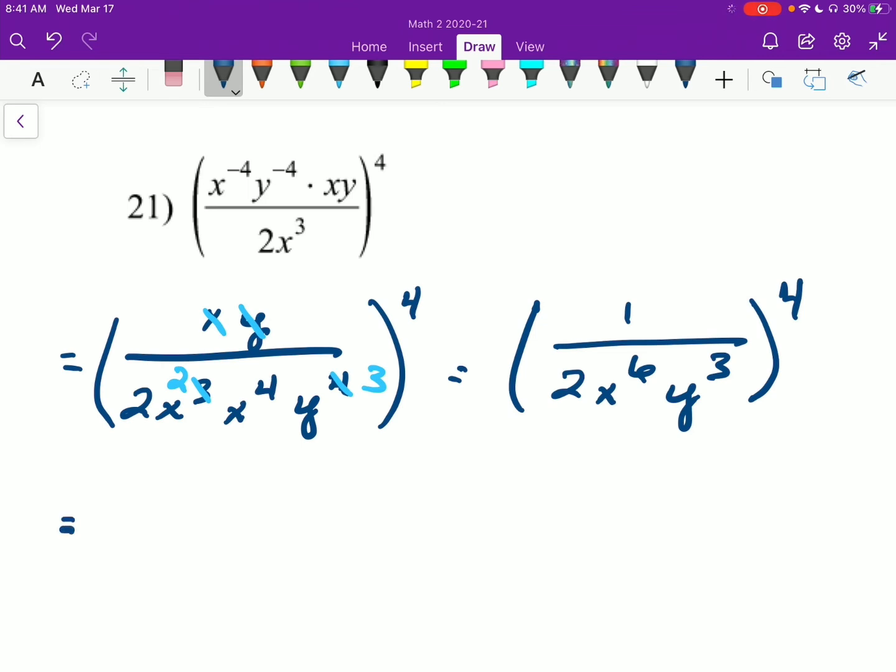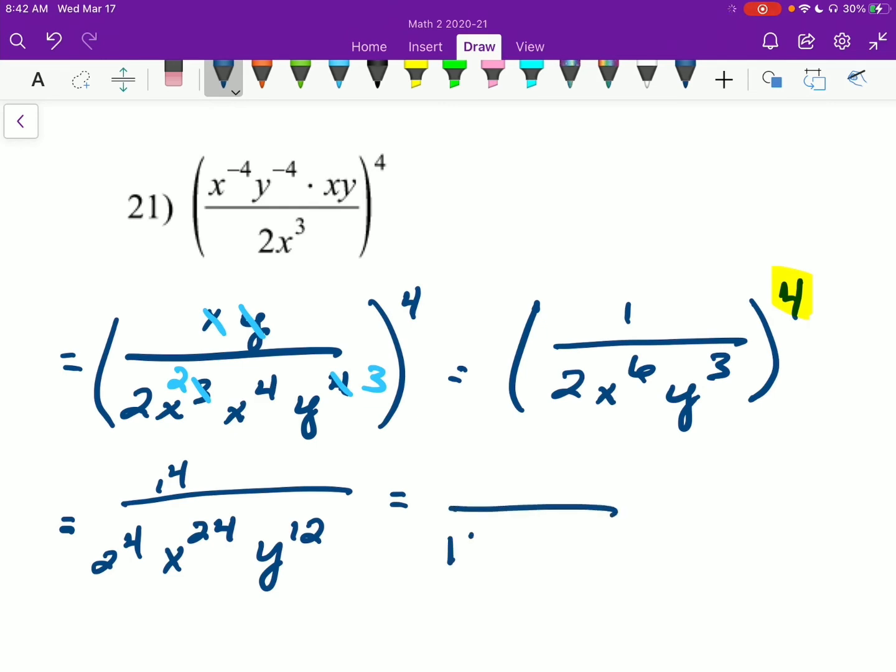Now I'm going to multiply or distribute, however you want to think about this, the 4, right? This 4 is going to go to the 1, the 2, the x, and the y. So this will be 1 to the 4th, 2 to the 4th, x to the 6th to the 4th, so that's 6 times 4 is 24, and then y to the 12th. 2 to the 4th is that 16? I think that's 16. 16, x to the 24th, y to the 12th, and we have a 1 on top.